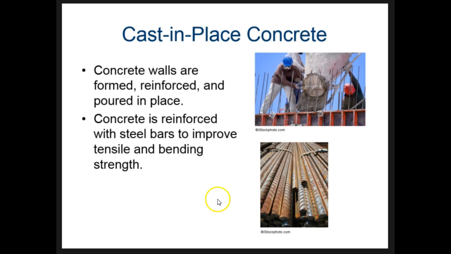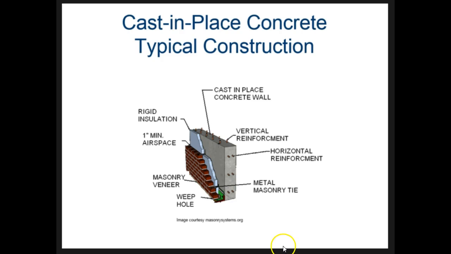Cast-in-place concrete is just what it sounds like. They make the forms, they put the rebar in. Here's the rebar like we saw before. Here's a closer look at the rebar. And then they have a cement truck or a concrete truck that comes and pours the cement right where it's going to be built. Cast in place, we usually have some kind of form on each side. The rebar is already in place and they pour the concrete in.